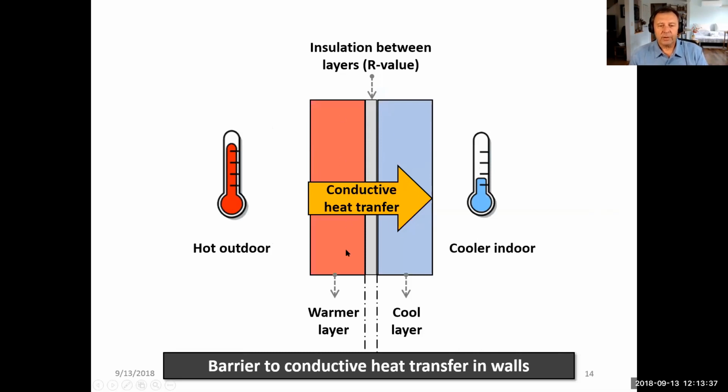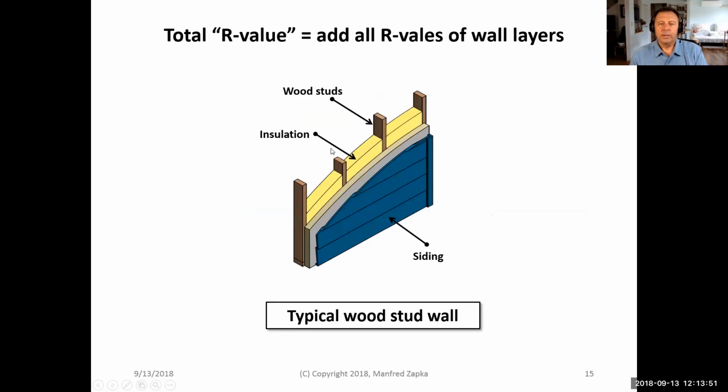So here we actually have an outside warm layer, then we have some kind of insulation in between, and then we have a cool layer. So here we have some kind of a barrier, and the barrier is insulation. And you all have heard of an R value. So the R value in a wall is actually a combination of all the R values.